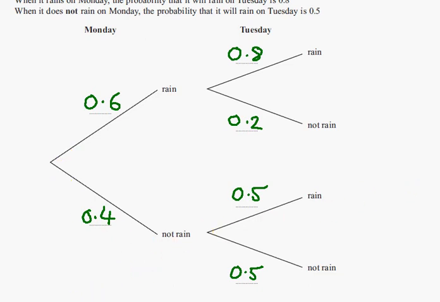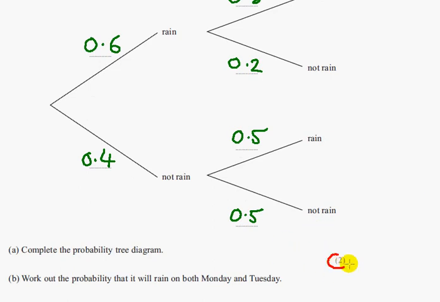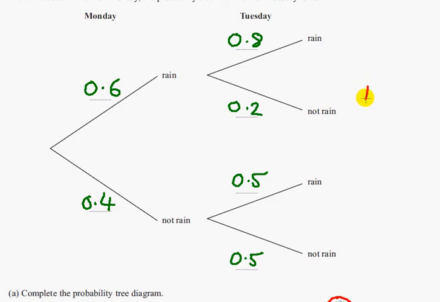Okay, now this is a 2-mark question, I believe. Yes, this is a 2-mark question. The first mark comes from any 2 of these that you filled in correctly. Now the second mark comes from if you filled all 6 probabilities in correctly.